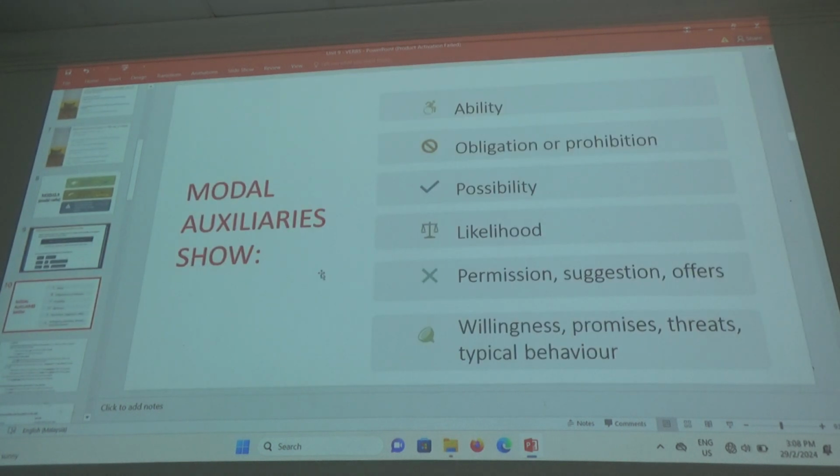Okay, alright, next. One more. Modal auxiliaries, all these modal verbs, they show certain things, alright? They show ability. I can do this. Is that okay? I can play football, showing ability. You all know ability? Obligation or prohibition, that means you should do or you shouldn't do. Right? Possibility means it's like this. She may come. May. Possibility. Likelihood. Most probably she will come. Will. Is that okay? Permission, suggestion, offers, we will look at some of the examples. And willingness, promises, threats, behavior.